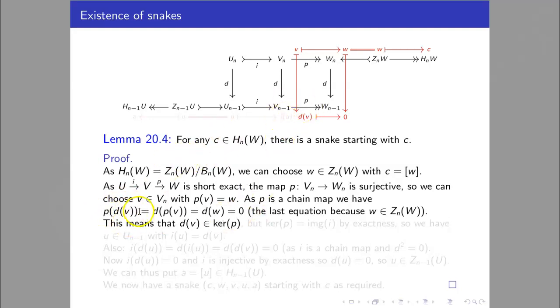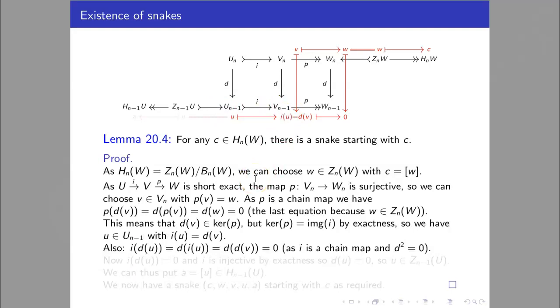In other words, dv is in the kernel of P. But the sequence here was short exact. That was our basic assumption that we started with. So the kernel of P is equal to the image of I. So that means that we can choose some u here, with I of u being equal to dv. But to make a snake, u is not just supposed to be an element of U_{n-1}, but it's actually supposed to be a cycle. It's supposed to be in Z_{n-1} U.